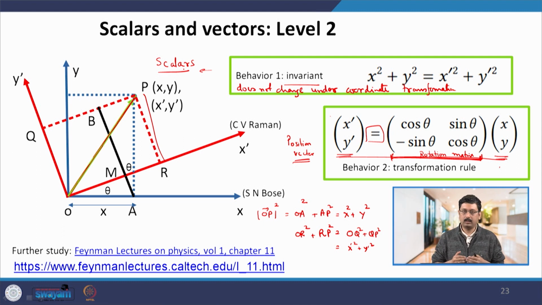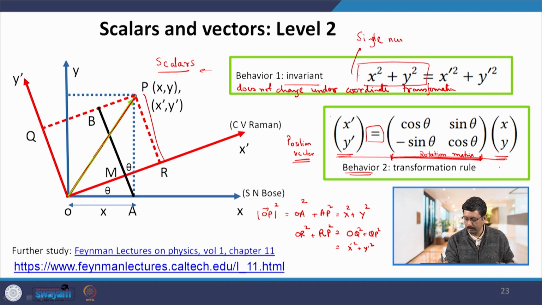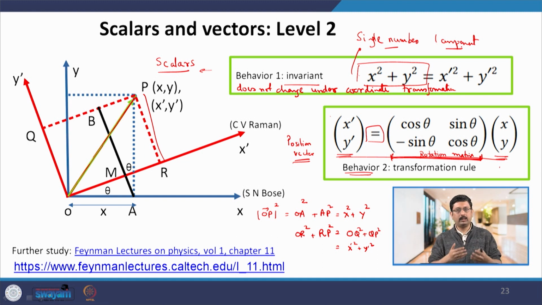Another class of quantity shows this kind of behavior. Note that this is a single number, one component. So, this is another class of quantity that has more than one component. They are described by more than one number, but these components follow a certain rule.